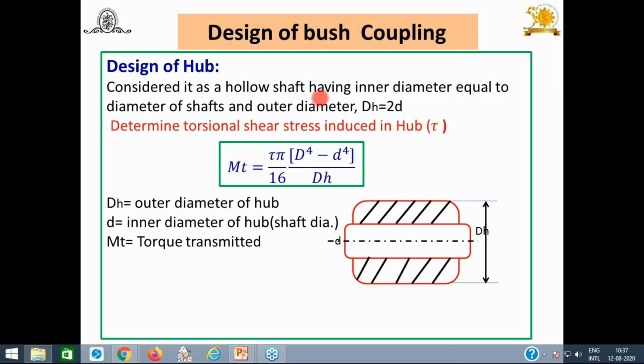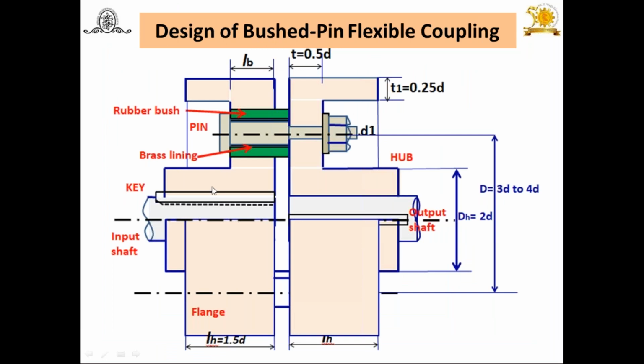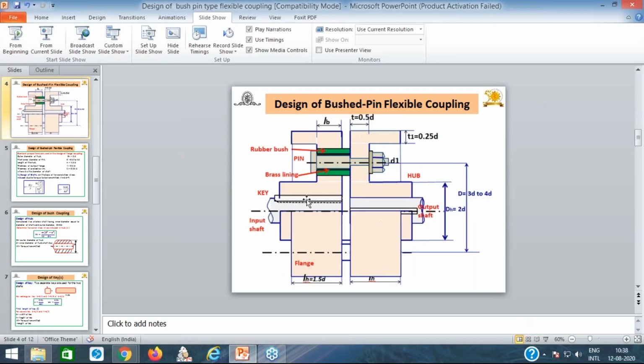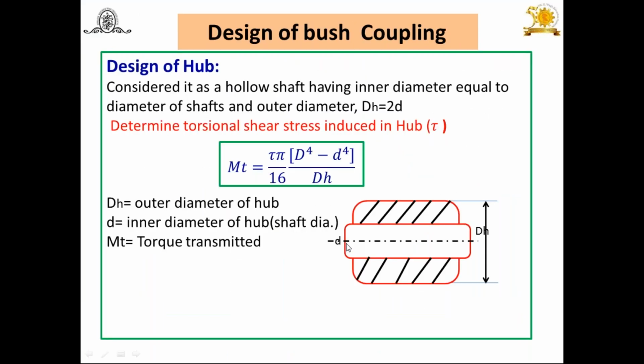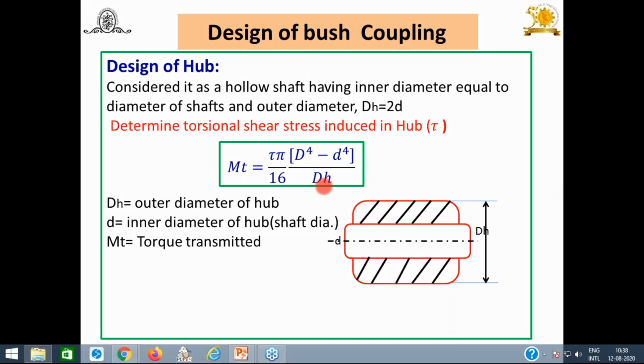So considering it as a hollow shaft, having inner diameter, meaning the diameter of the shaft, that is small d, and outer diameter of the hub, we have used the nomenclature DH. So here you can use this formula with DH. What is happening is, as the shaft transmits the torque, the hub is mounted on the shaft. As the shaft rotates or transmits torque, the hub also transmits it, and because of that, torsional stresses are induced in it. So you have to find out the induced torsional stress. You can use this expression for a hollow shaft.